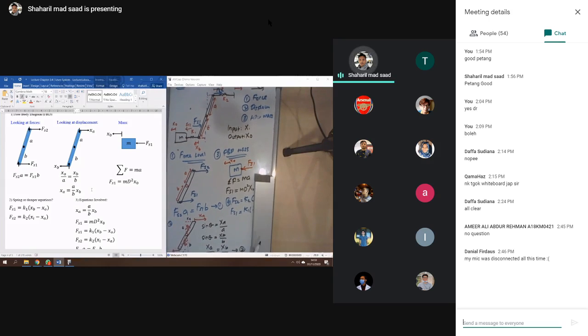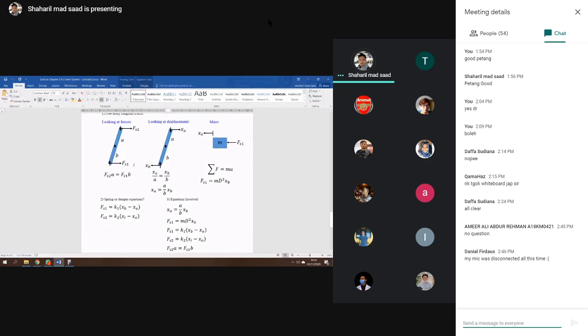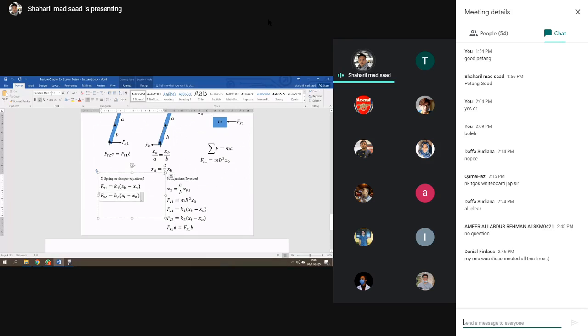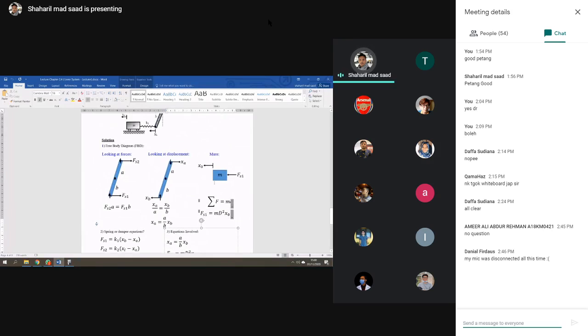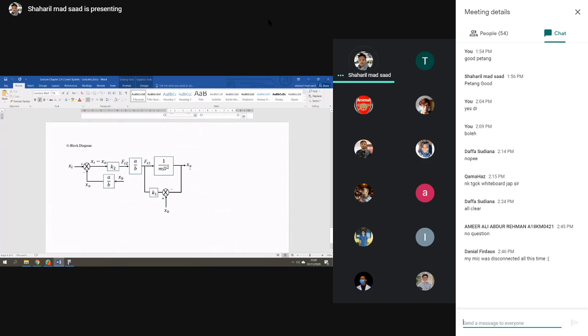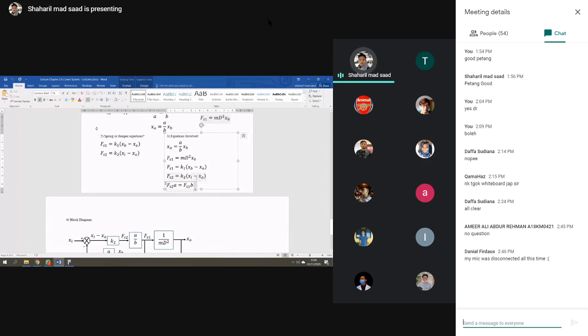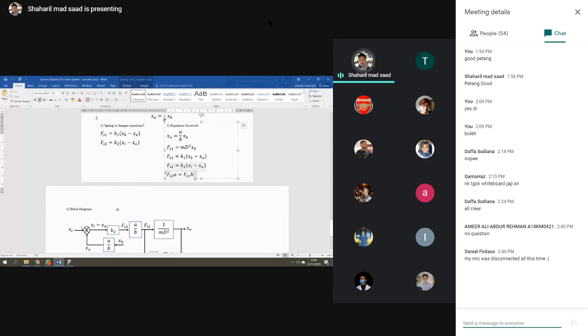So there are 5 equations from this system. Number 1, number 2, number 3, number 4 and number 5. Then you can draw the block diagram here. Xi is the input, and the output is X naught. So you can start from where? Xi minus Xa, equation number 4.